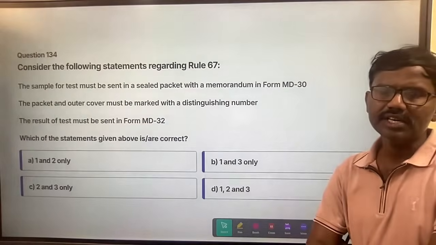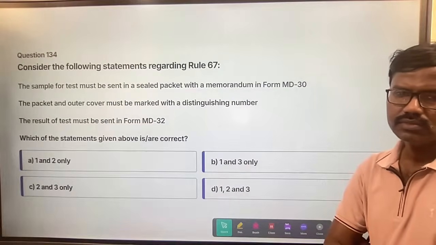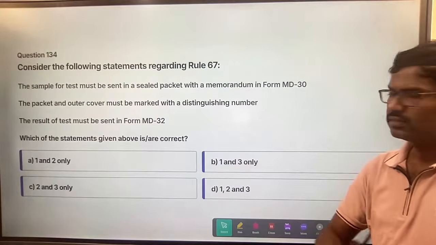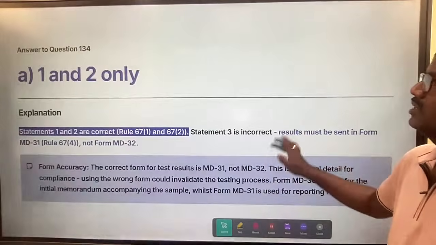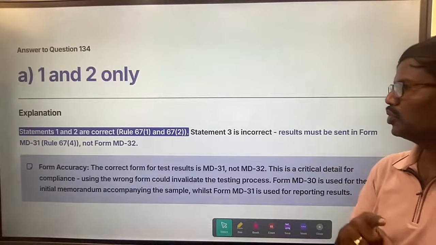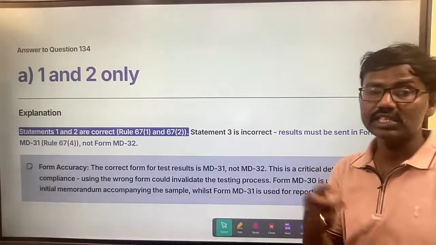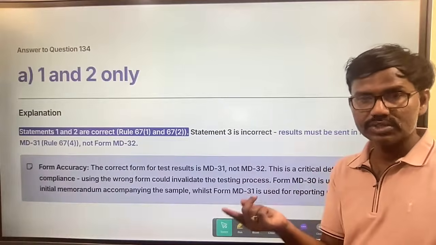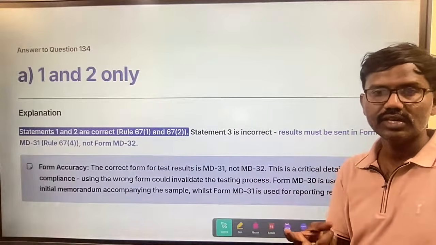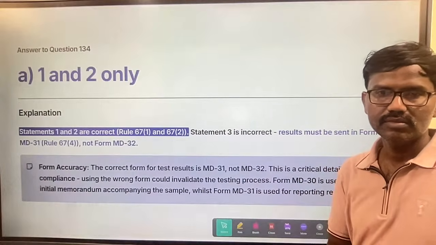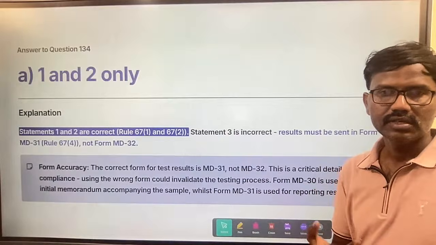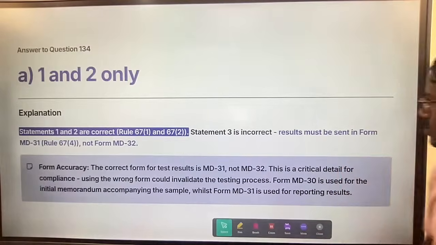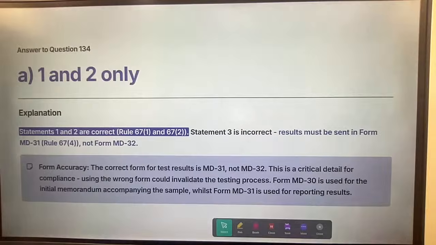What is Form MD32? The right answer is 1 and 2 only. 32 explains about the reports, 31 is for results, and 30 is the memorandum. You have to write all the names and details. This is very, very important.